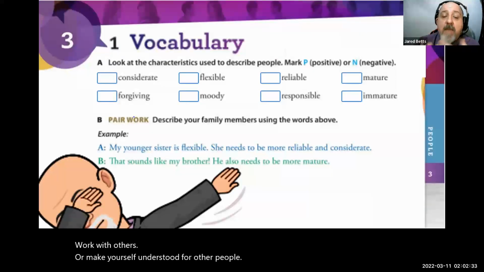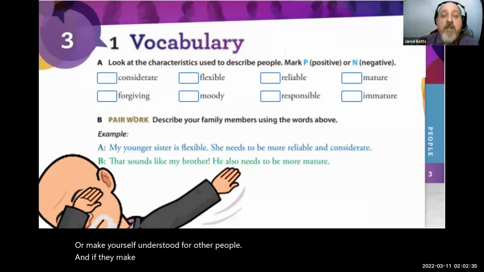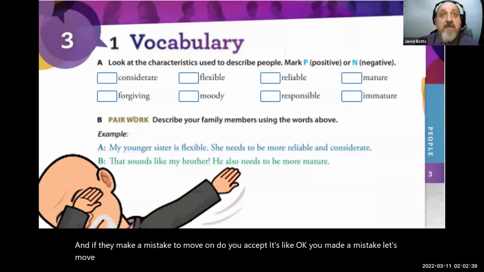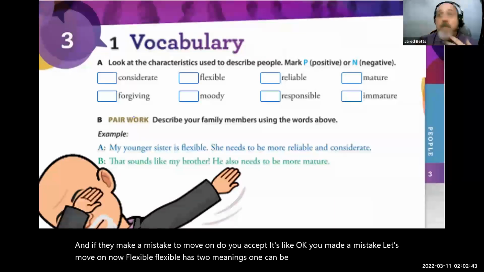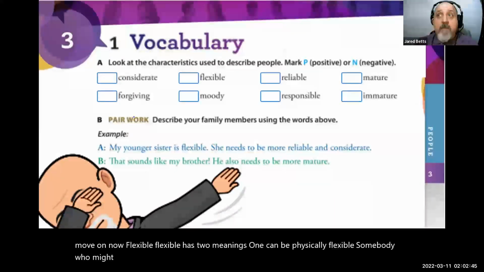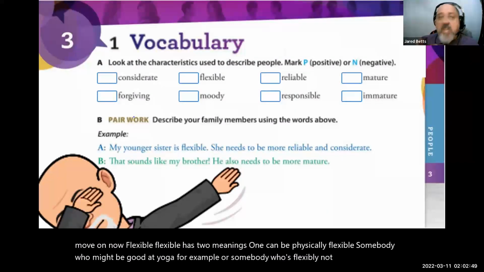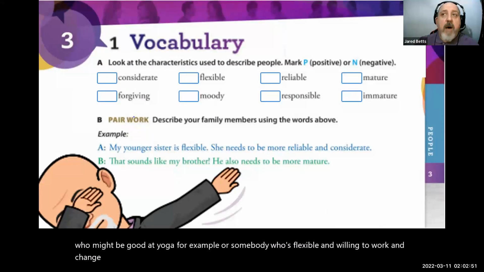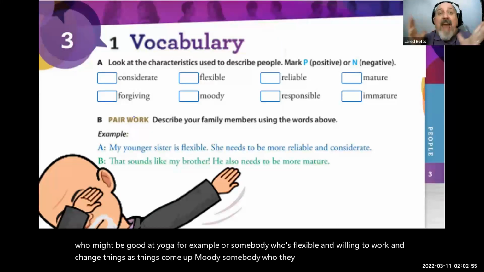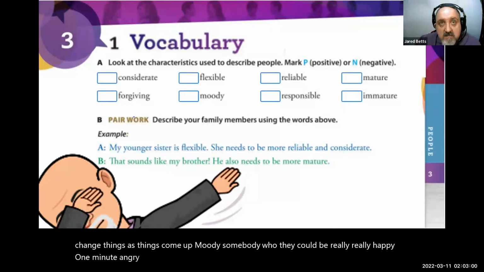And if they make a mistake, do you move on? Do you accept? It's like, okay, you made a mistake, let's move on. Now, flexible. Flexible has two meanings. One can be physically flexible, somebody who might be good at yoga, for example, or somebody who's flexible and willing to work and change things as things come up. Moody, somebody who can be really, really happy one minute and angry and mad the next. Moody.